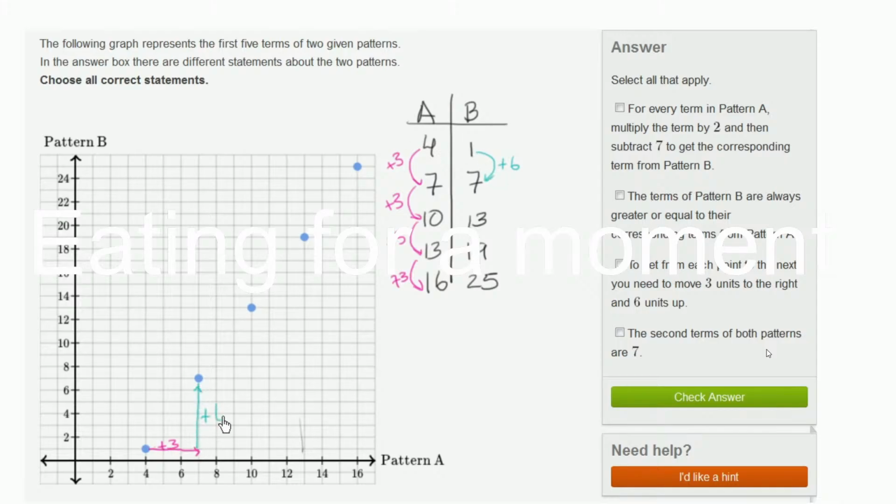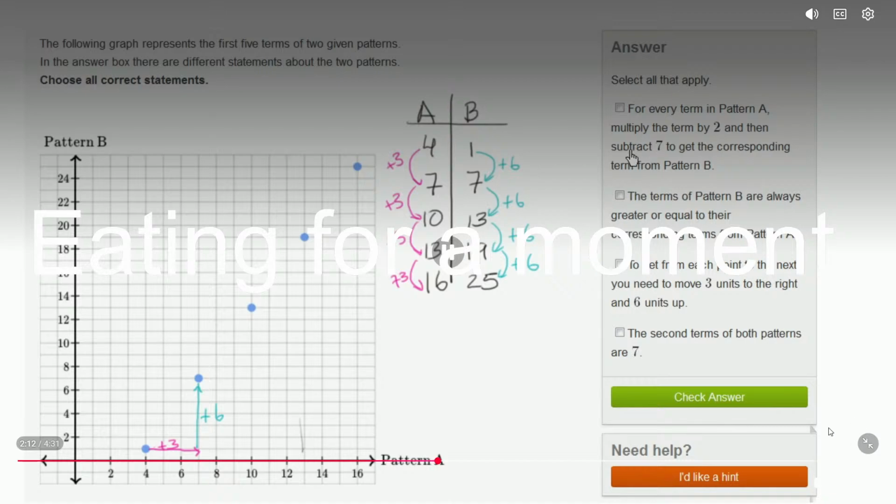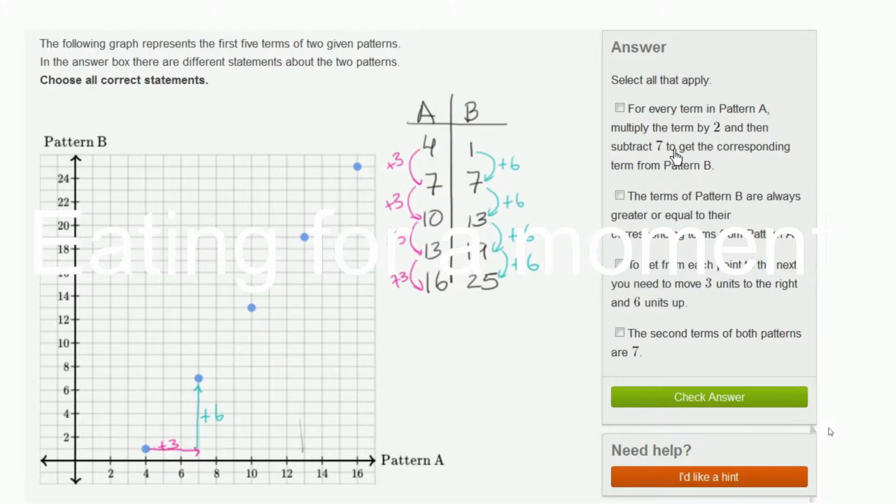Pattern B increased by 6 from one term to the next, and we see that it keeps doing that. Now let's think about what we have over here to see which of these statements actually apply to this. For every term in pattern A, multiply the term by 2 and then subtract 7 to get the corresponding term from pattern B. So let's see if that holds up.